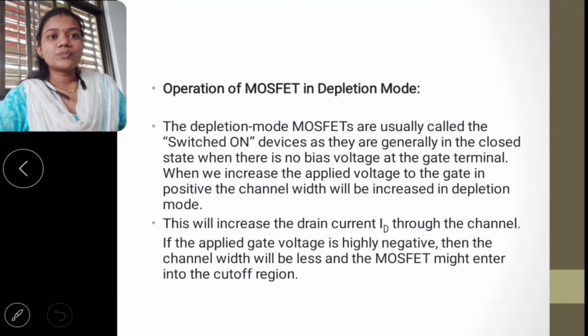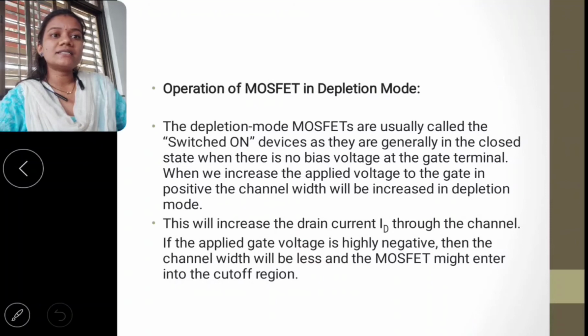Now, how does the MOSFET work in depletion mode? Depletion mode MOSFETs are usually called switched-on devices, as they are generally in the closed state when there is no bias voltage at the gate terminal. So what is meant by operation of the MOSFET in depletion mode? As we have seen, when no gate voltage is applied, it is generally in the closed state.